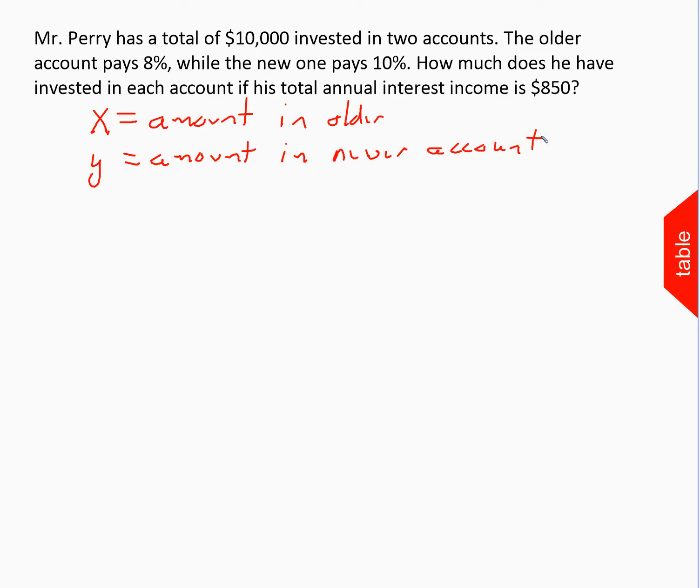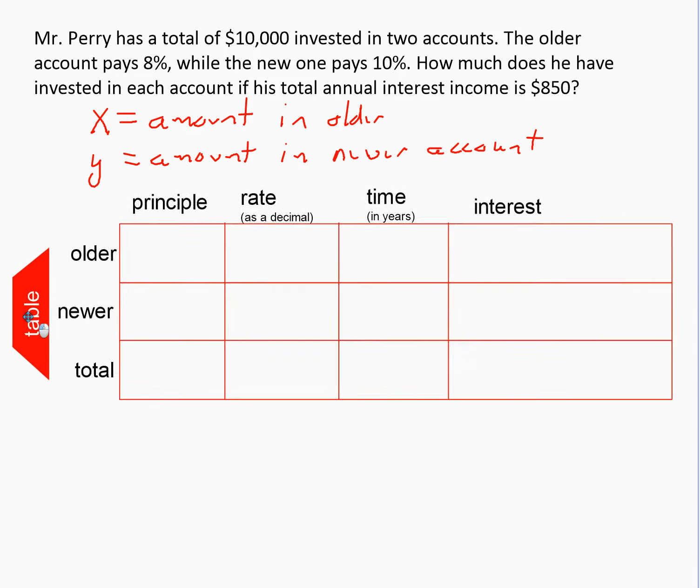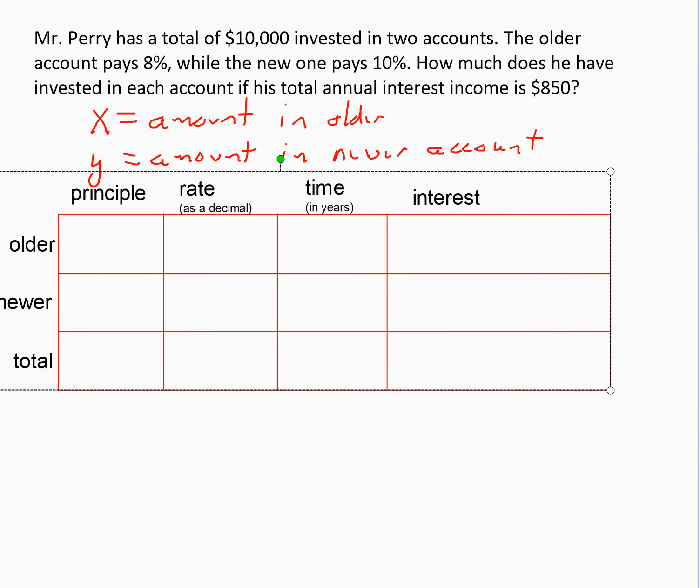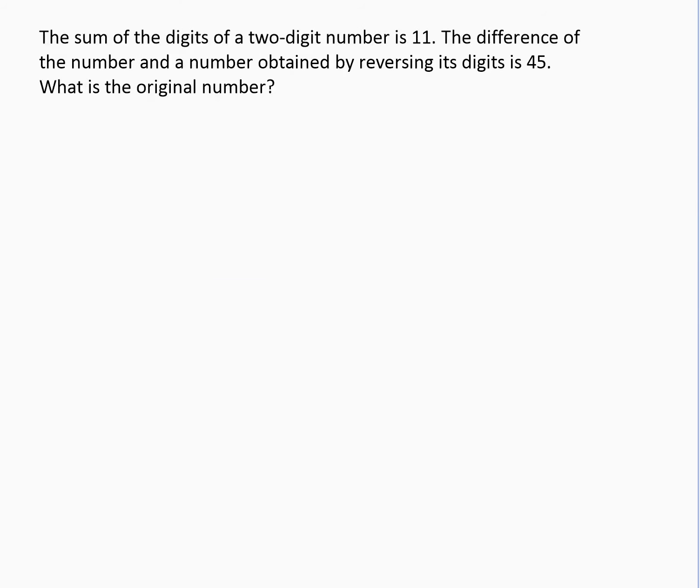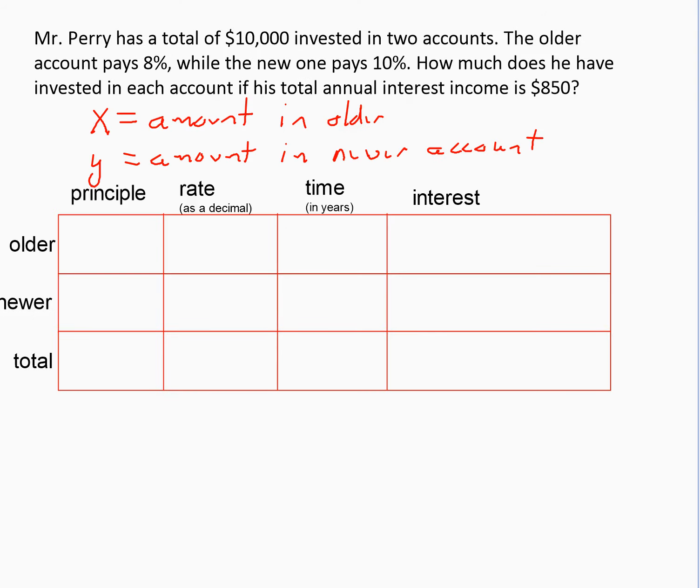How much does he have invested in each account? We know that his total interest is $850. That's taking the interest from one and the interest from the other. Well, we can set up a table like we have in the past, and we're using principal times rate times time is equal to our interest. So we can go ahead and start filling this out as best we can.